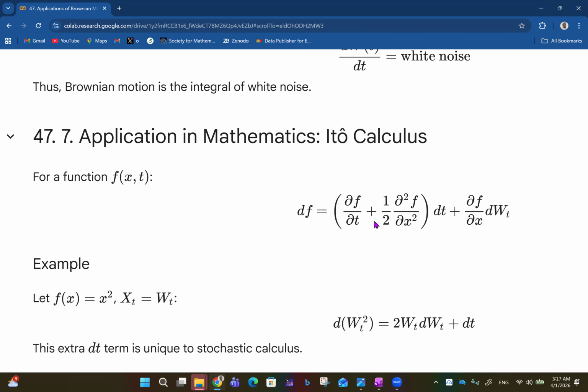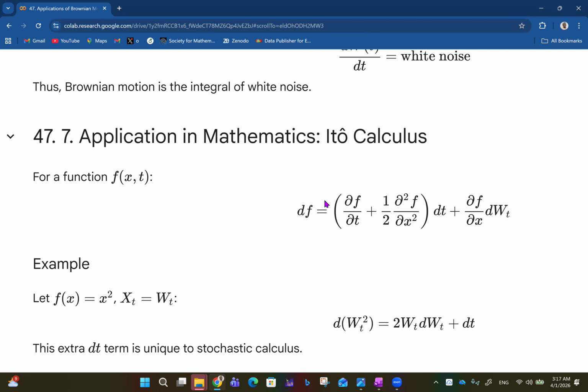So that means partial f partial t will be zero, that'll be gone. Then partial f partial x first of all is 2x, and partial squared f partial x squared will be 2, so we have that right there. Then we have the dW term, plus the dt that will be coming from here, I believe. So this extra dt term is unique to stochastic calculus.